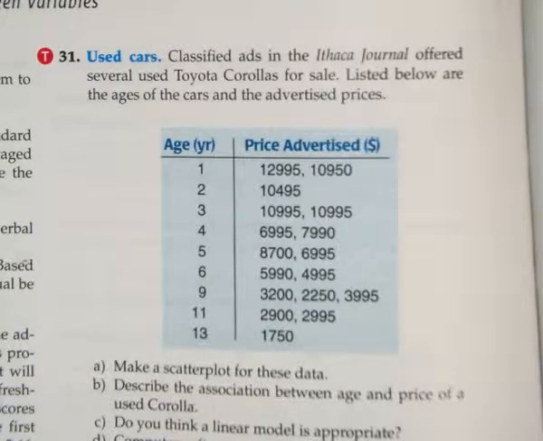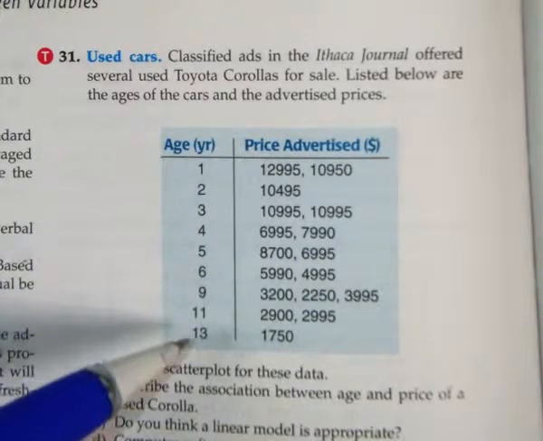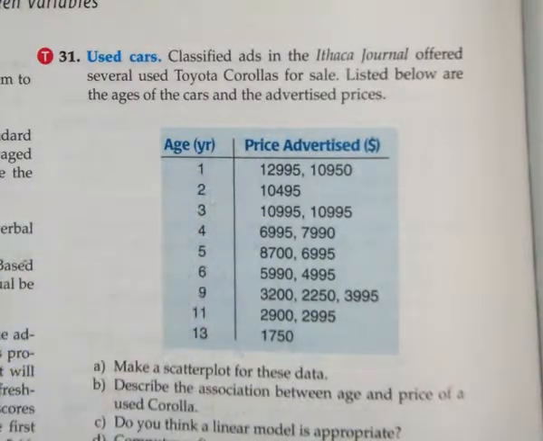Alright, so in this problem here, we're talking about Toyota Corollas, and their age is the explanatory variable, and the price is the response variable. So what we're doing right here is we've got to make a scatter plot.